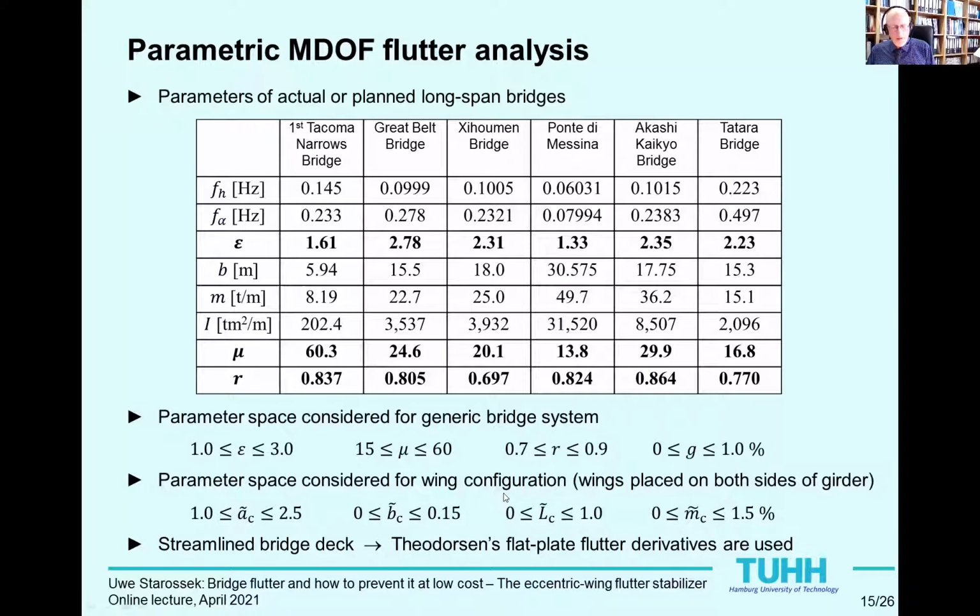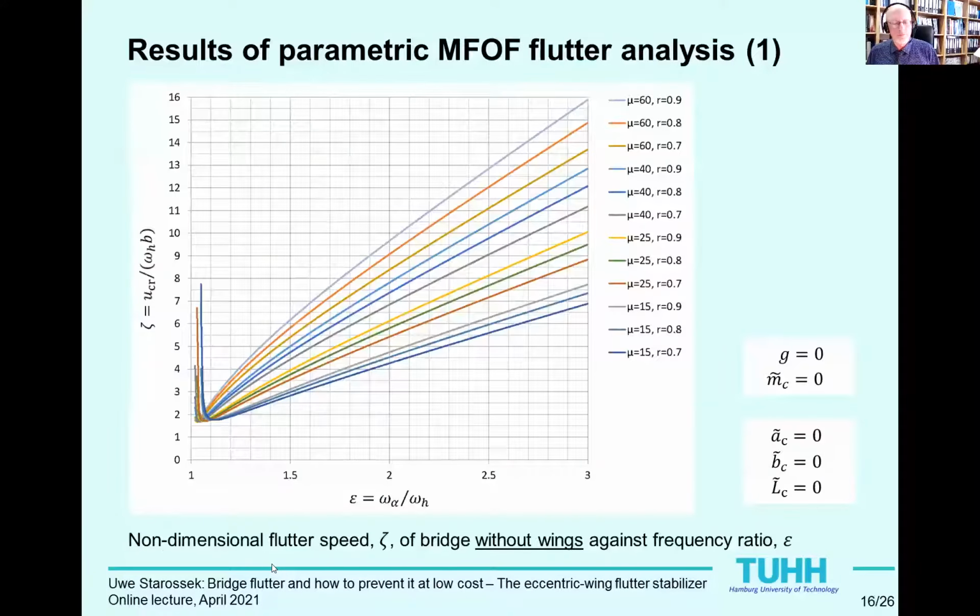The results shown in the following were obtained with the flutter derivatives derived by Theodorsen for a flat plate cross-section for representing the wind forces on the bridge deck and the wings. So these results apply to bridges with a streamlined bridge deck, such as a trapezoidal box girder, and to streamlined wings. Let me now present some of these results.